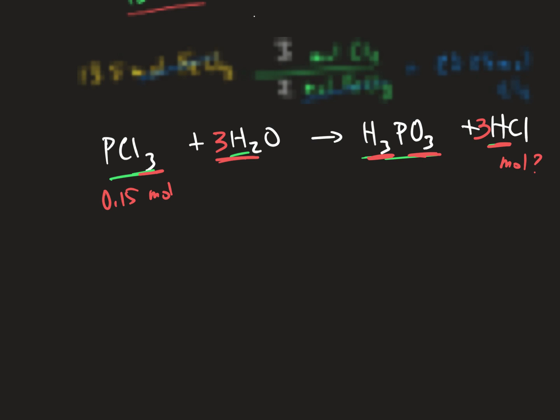Okay, now what do we do? Start with what we know. 0.15 moles of PCl3, and include everything, ladies and gentlemen. Don't try to say, oh my, I don't have to write all this down. Yes, please do. If you're organized, you'll get it right every time. If you're not, you'll mess up. Not every time, but you will mess up. Okay?